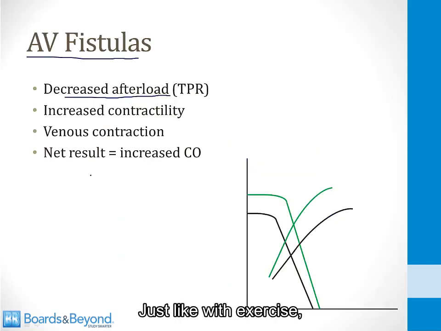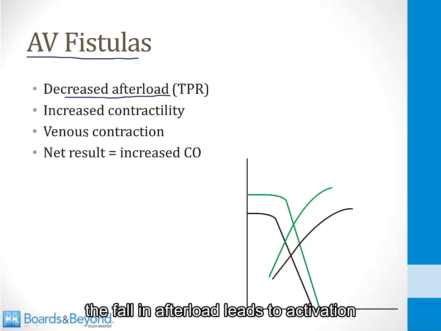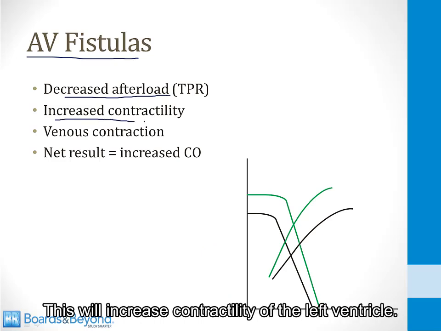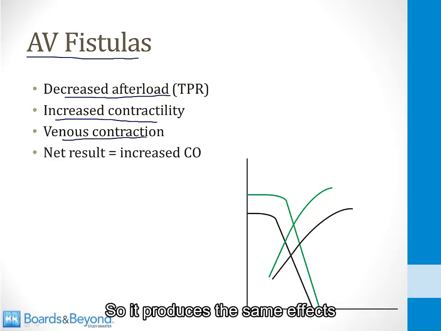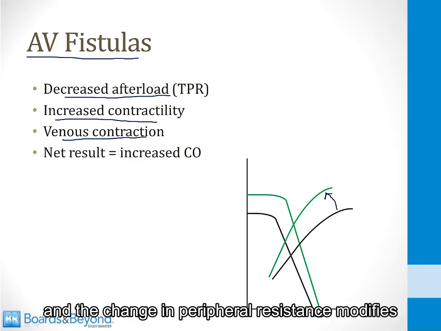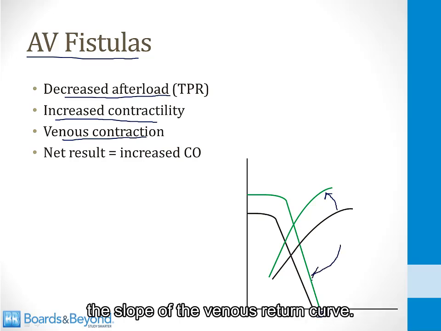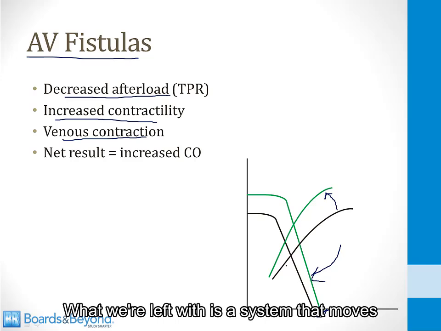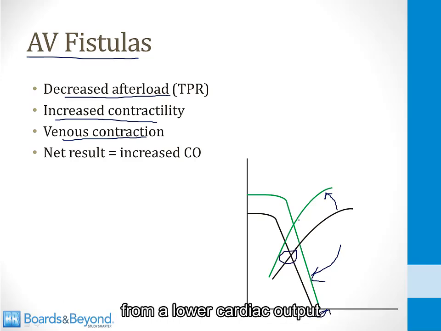Just like with exercise, the fall in afterload leads to activation of the sympathetic nervous system. This will increase contractility of the left ventricle. It will also lead to venous contraction. So it produces the same effects that are seen in exercise. The increase in contractility moves the Starling curve to the left. The venous contraction shifts the venous return curve to the right, and the change in peripheral resistance modifies the slope of the venous return curve. What we're left with is a system that moves from a lower cardiac output to a higher cardiac output.